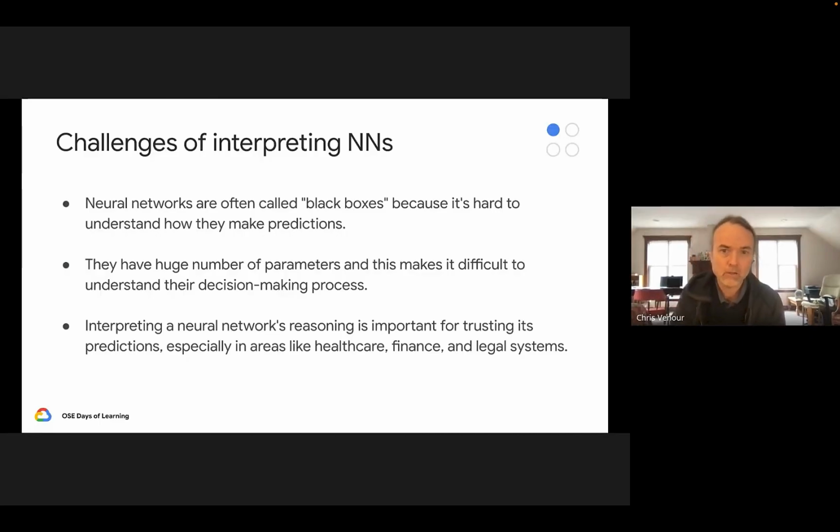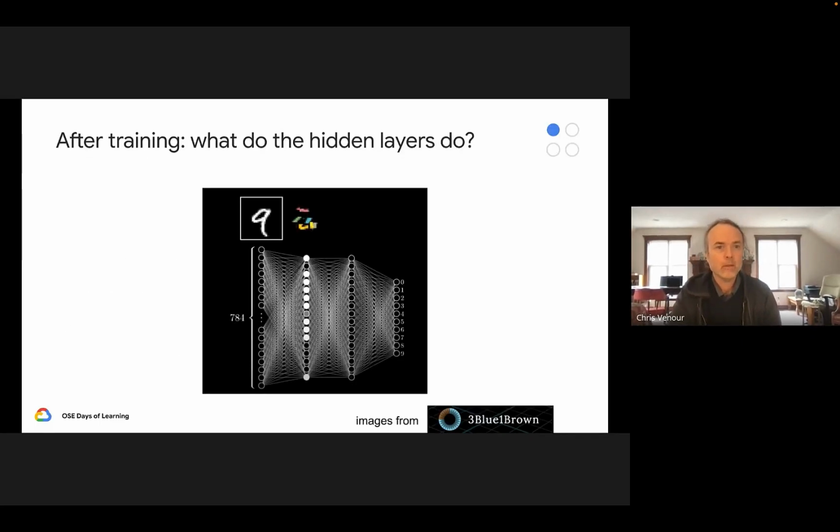So, for example, people want to understand why a neural network denied them a mortgage or how it arrived at a particular medical diagnosis. So to illustrate how a neural network makes predictions and how we might interpret its reasoning, let's consider an example of a neural network trained to recognize handwritten digits such as the MNIST dataset. In image processing tasks, the early layer of a neural network learns to detect simple features such as edges or textures.